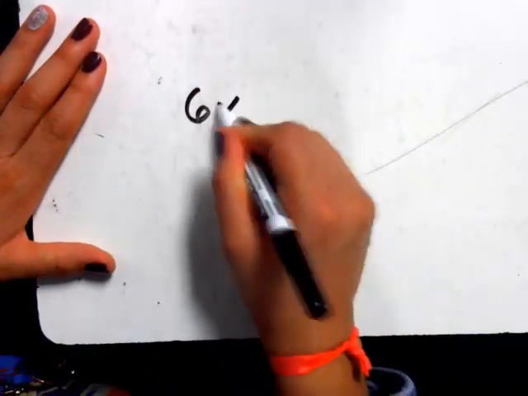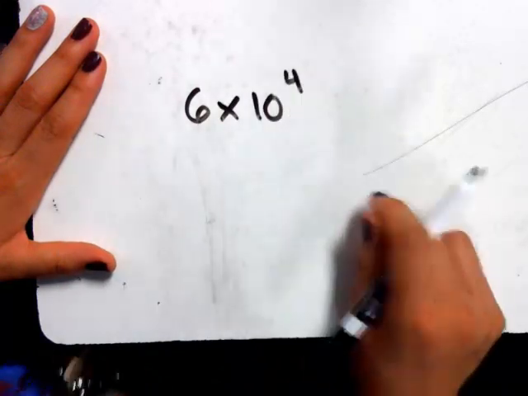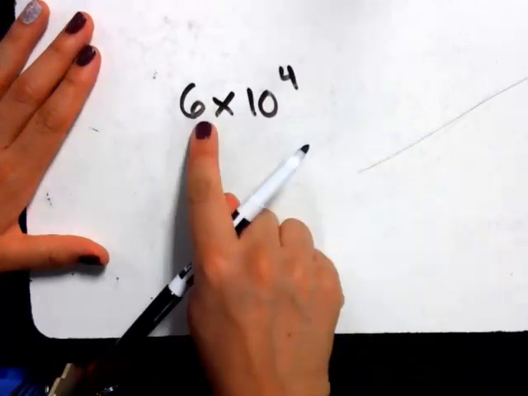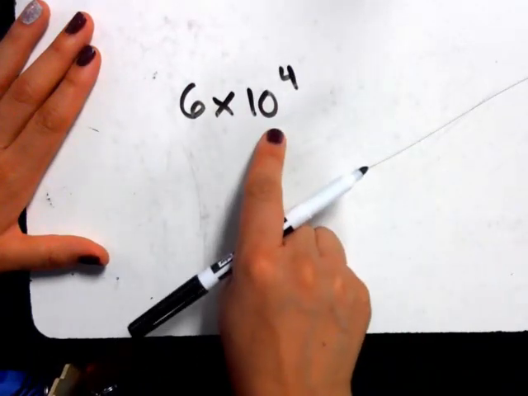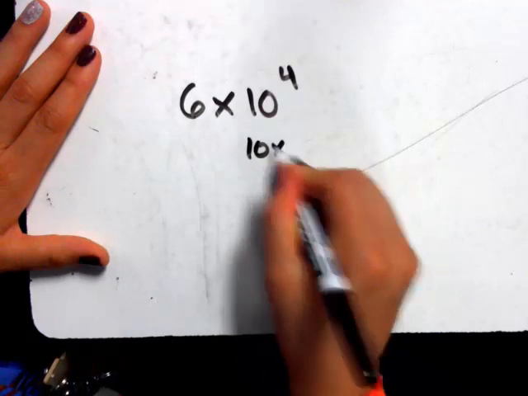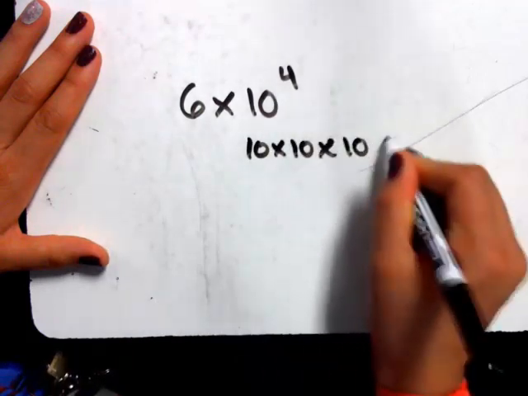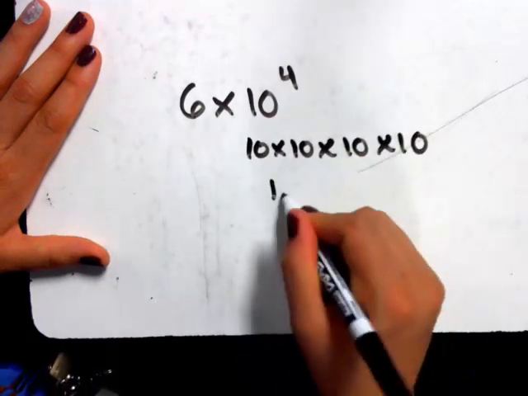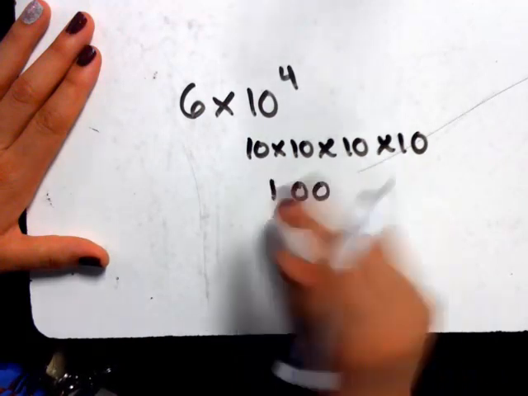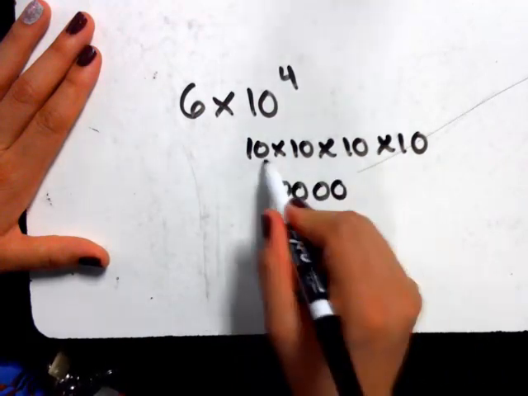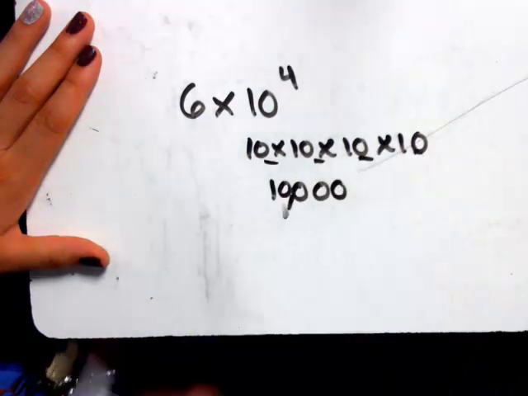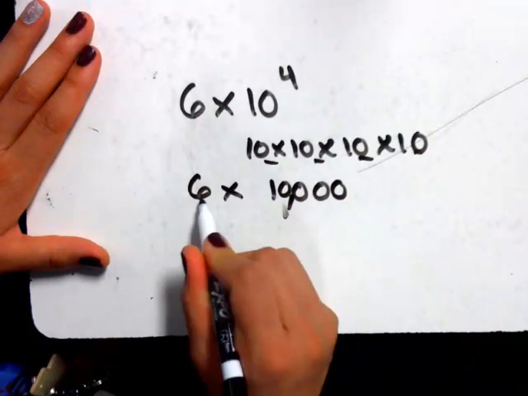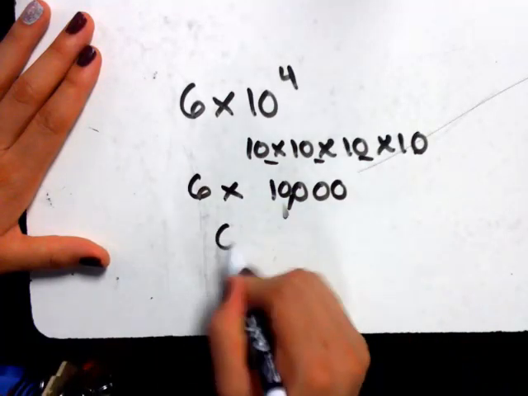And then the last example that I'm going to give you is, let's do 6 times 10 to the fourth. Again, before you even try to multiply this times this, you got to figure out what this is. Well, I know that 10 times 10 times 10 times 10 is 1, 2, 3, 4 zeros, 10,000. I bring down the 6. 6 times 10,000 is 60,000.